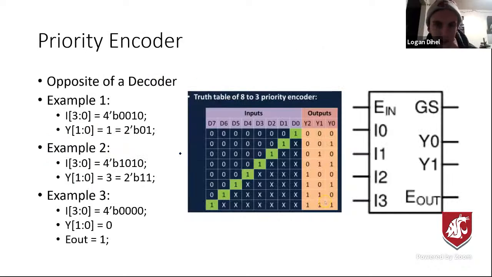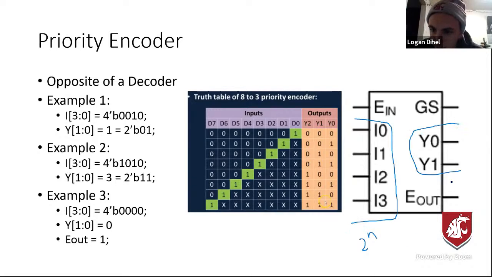So going on to priority encoders. This is the opposite of a decoder. So we have 2 to the n inputs. I'm just talking about these inputs right here. And then we'd have n outputs. And you don't worry about this one. This is if you want to make a massive priority encoder with smaller ones. We're not going to do that, so don't worry about it. It's the total opposite. So if you hooked up a decoder to an encoder, then the inputs to the decoder would be the outputs of the encoder.